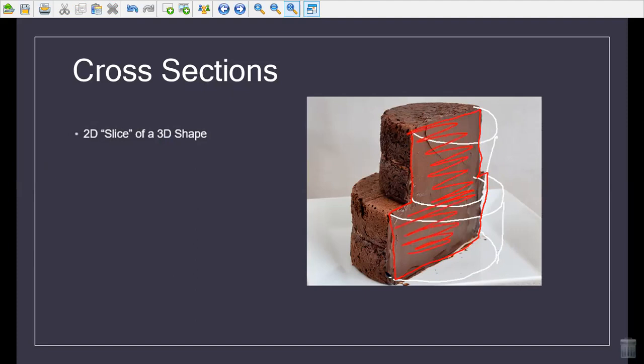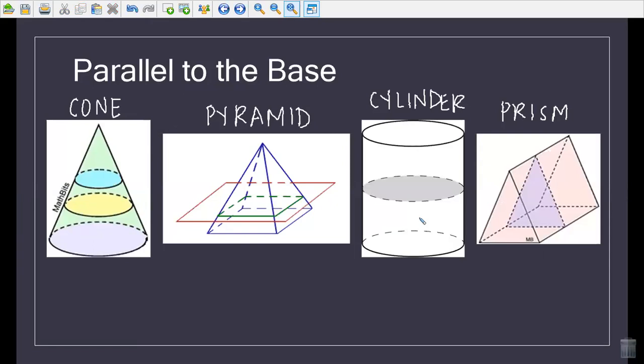If you imagine taking a 3D shape and cutting it in some way, it doesn't have to be straight down. It could be at an angle or something. But the 2D shape that is formed is your cross section. We do have some patterns. It's stuff that's going to happen every time with these shapes. Now, the one shape that we're missing here is our sphere. But with a sphere, no matter which way you slice it, it's always going to give you a circle. So that one's kind of easy. We're not really going to focus on it.